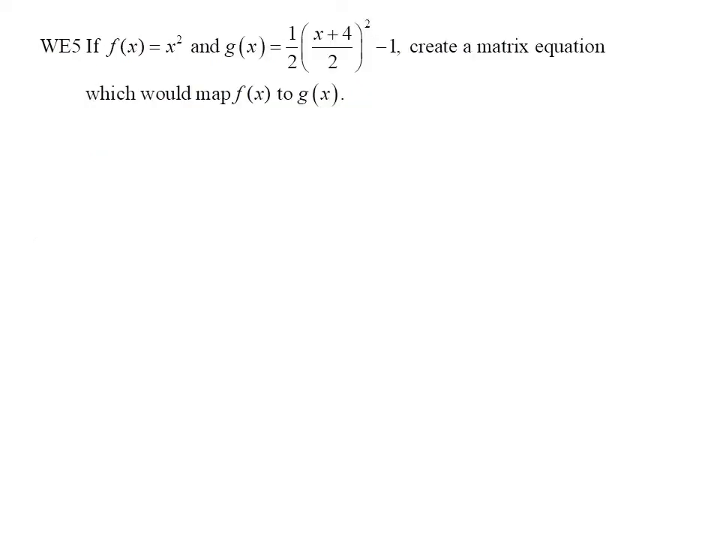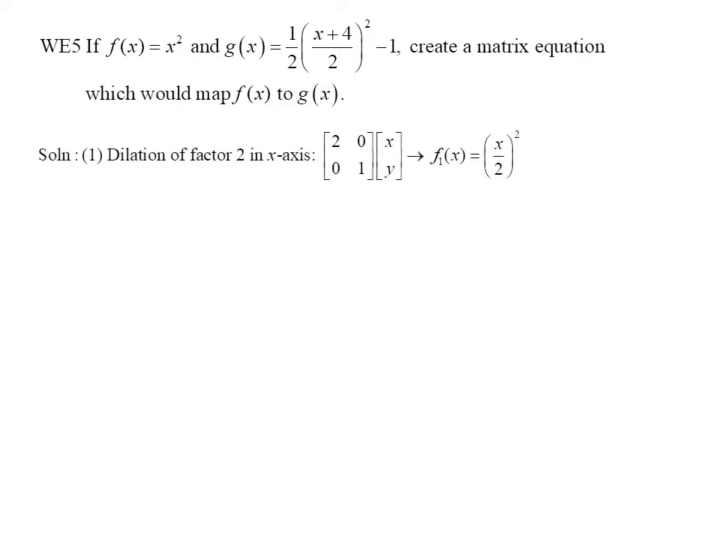There are 2 functions in example 5. f(x) equals x squared, g(x) equals half times x plus 4 over 2, or in parentheses squared, minus 1. The question is to create a matrix equation which would transform f(x) to g(x). Now, according to the rule of f(x) and g(x), we perform the transformation in a step-by-step manner.